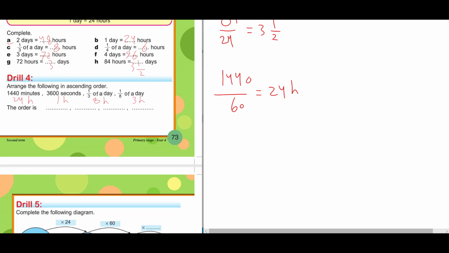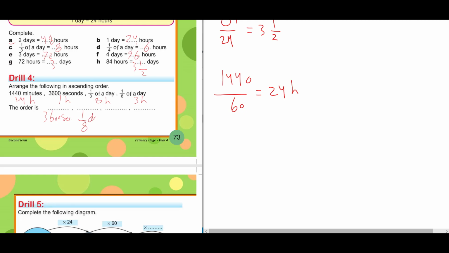Ascending, that means 3,600 seconds. Then 1 over 8 of day. Then a third of day, and finally 1,440 minutes.